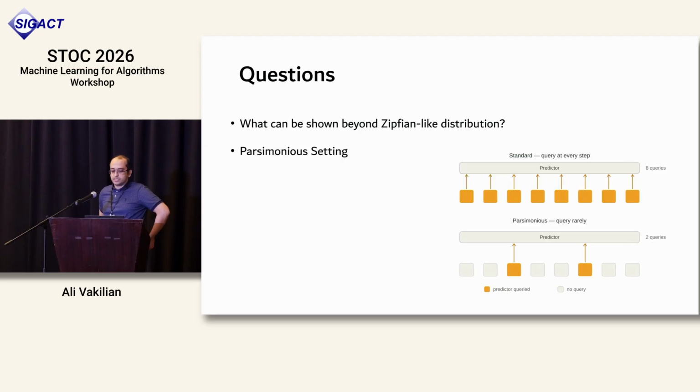And the other point is about the parsimonious setting. So far I assumed asking for a prediction is cheap and has no cost, but in reality, it could be very costly. If you work with this API and use tokens, they actually cost you something. So it is useful to come up with algorithms that rarely use this prediction, and this is the second line of research, the parsimonious setting. If I just want to use a constant number of predictions, what can I achieve?